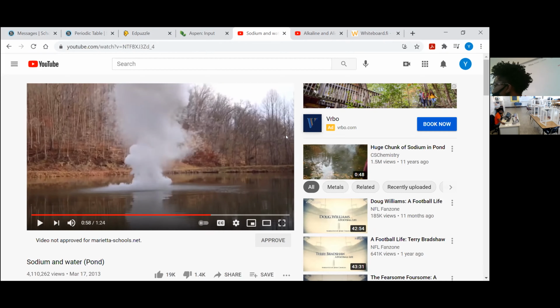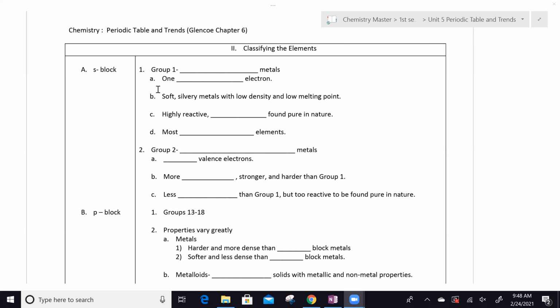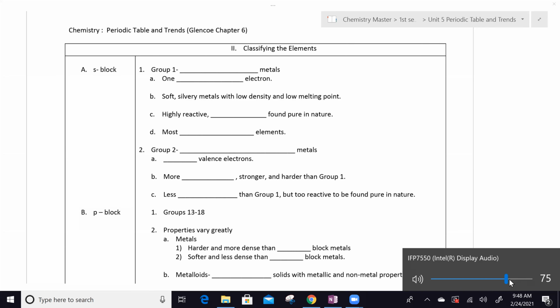All right, so let me now go back to the notes. Share screen. Yes. All right, so we had group one was the alkali metals. They had one valence electron. They were soft, silvery. And let me mute this for 1 second. All right, sorry.